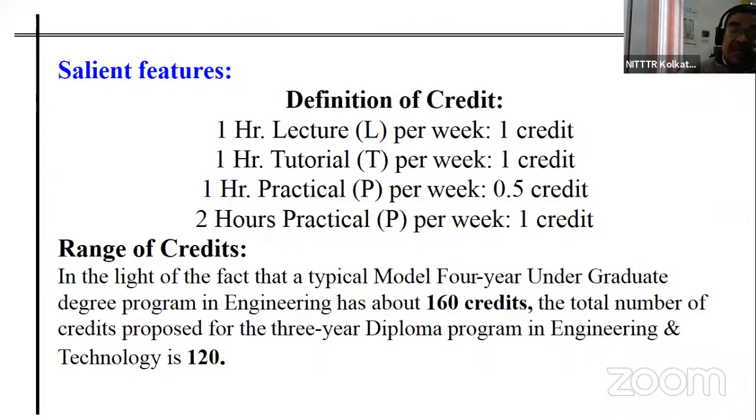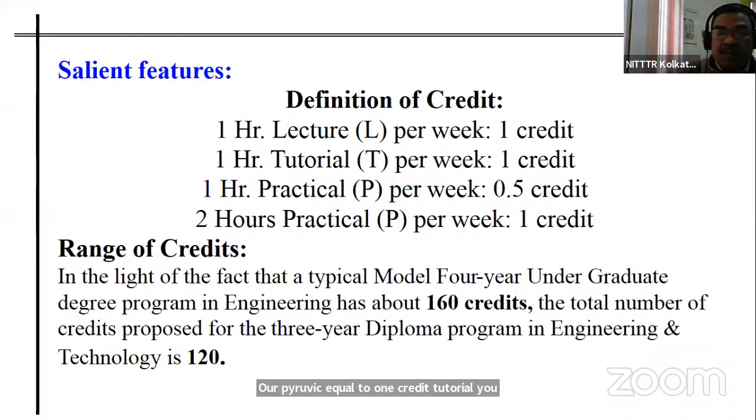Here is the definition of the credit as per the AICTE model curriculum, or as per the AICTE document. 1 lecture hour per week equals 1 credit, 1 theory hour per week equals 1 credit. Tutorial, 1 hour per week is also 1 credit. 1 hour of practical class per week equals 0.5 credit. 2 hours of practical class per week equals 1 credit.